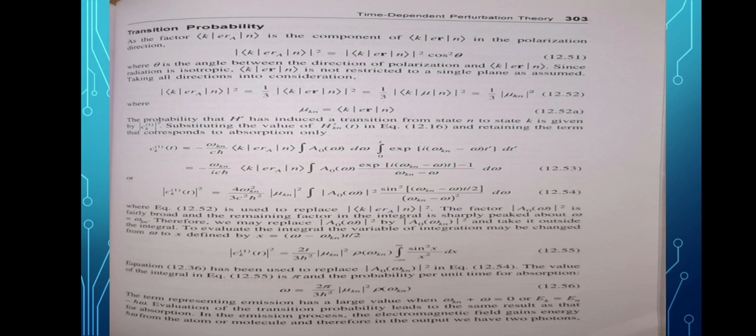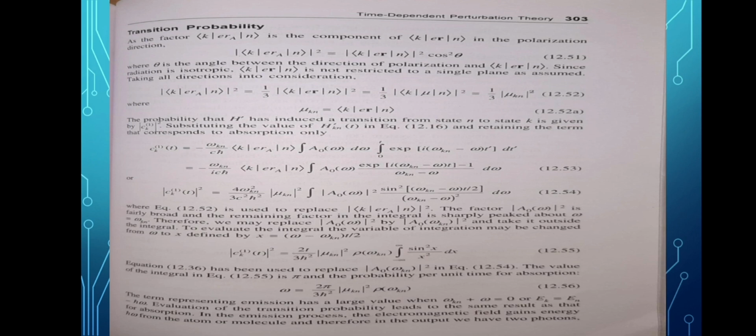Then we get the expression C_k dash of t the whole square is equal to 2t divided by 3 h square into mu_kn square rho of omega_kn, integral minus infinity to infinity sine square x divided by x square into dx. Now let's replace the value of A0 omega_kn square, and the value of integration is pi, and the probability per unit time for absorption becomes omega is equal to 2 pi divided by 3 h square modulus mu_kn the whole square rho of omega_kn.